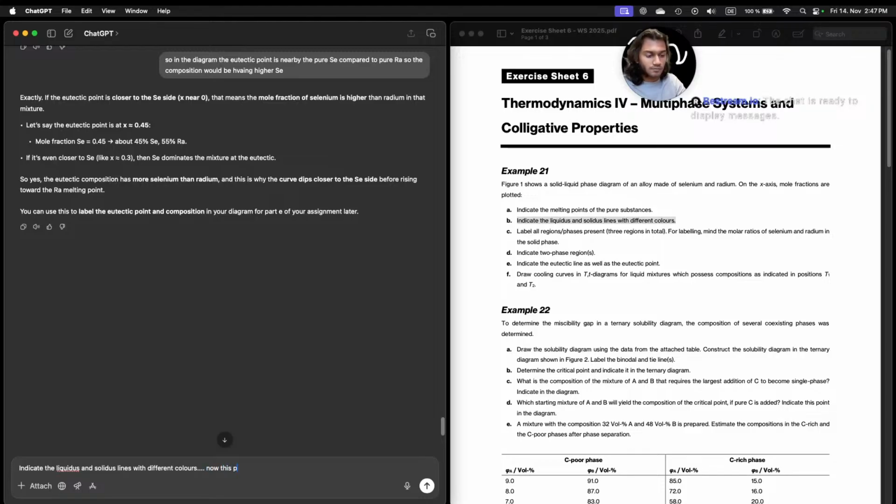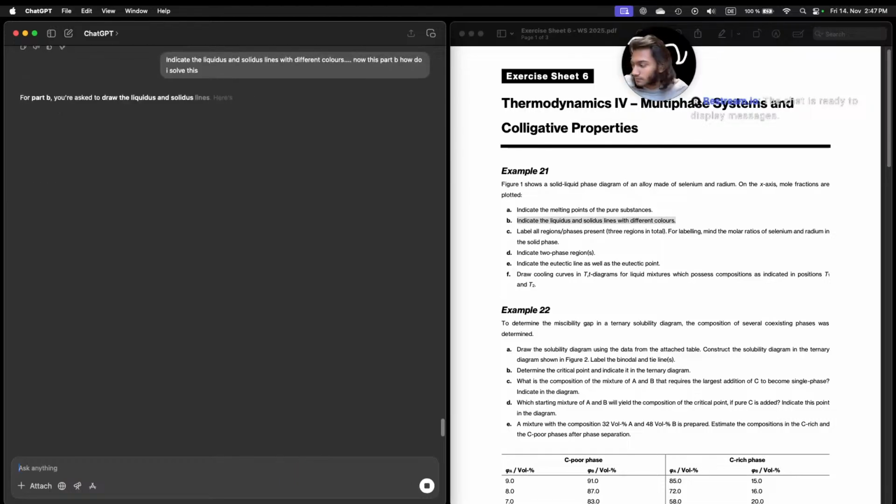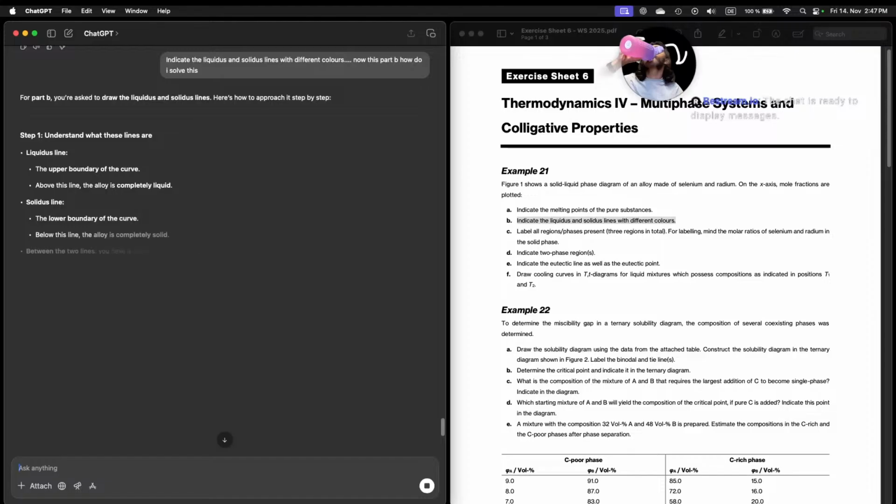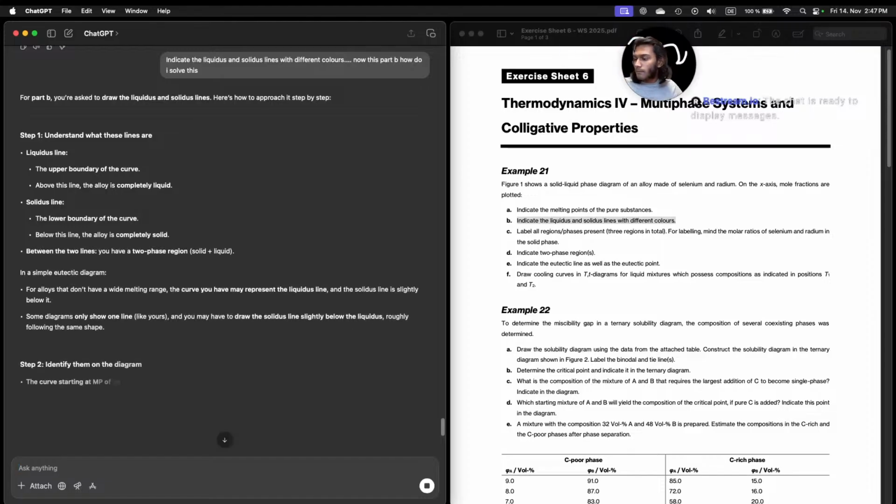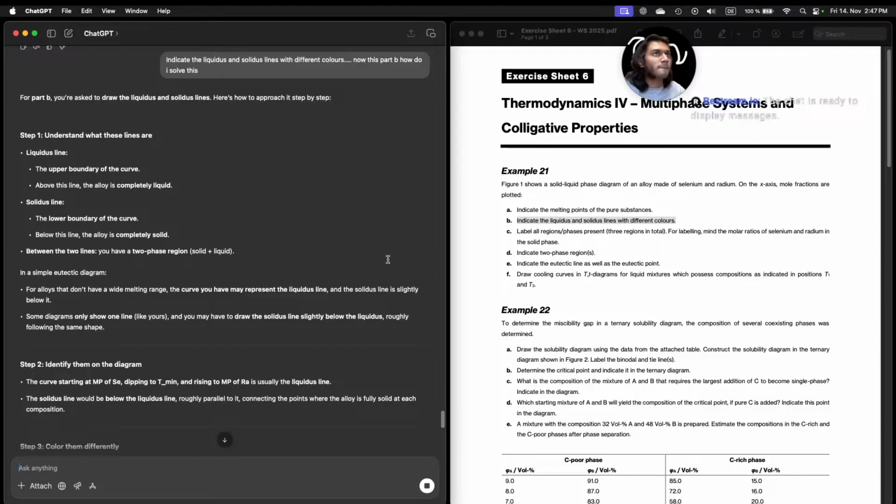Now this part B, how. Understand what these lines are. Liquidus line, the upper boundary of the curve. At this line, the alloy is completely liquid. Solidus line, the lower boundary of the curve. Below this point, the alloy is completely solid. Between these two lines, you have a two-phase region, solid plus liquid.